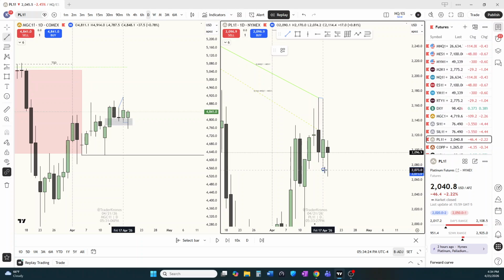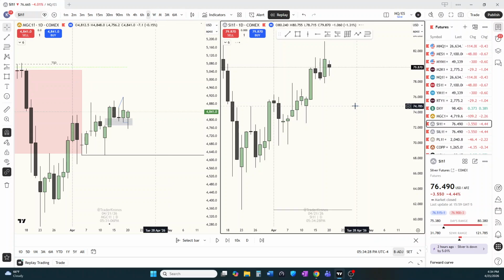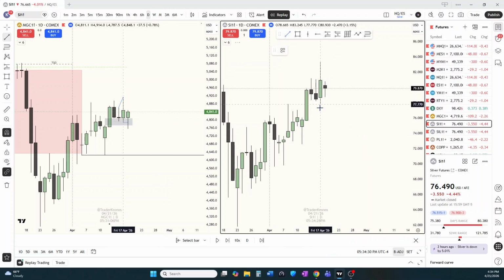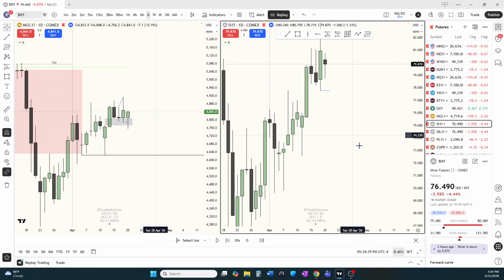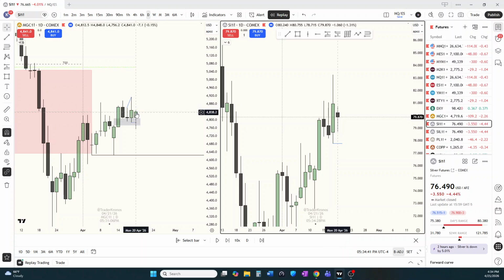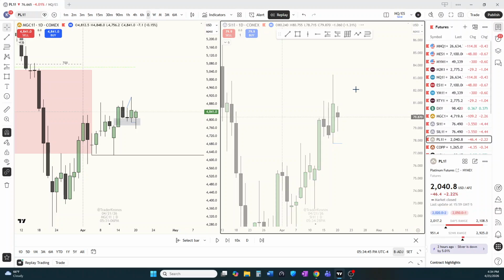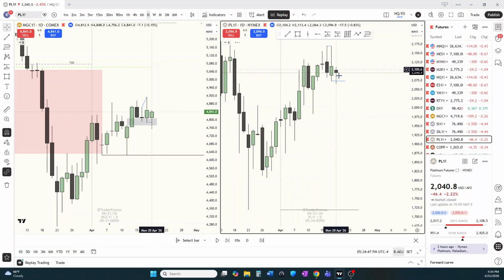Same thing over here, we take this previous day low, and then on silver we fail to take the low and we close as an inside bar. But what I want you to note here is the difference in candle closures for each day. We have a bullish close over here for gold. We have a bearish close for silver, and if we look at platinum, again we have a bearish close.